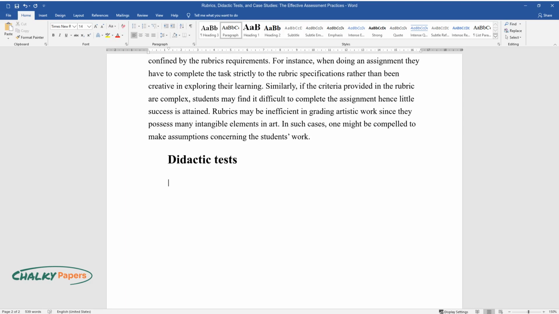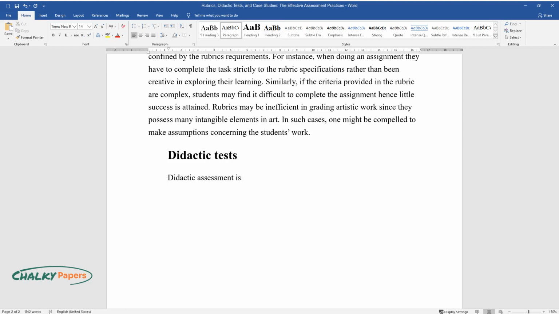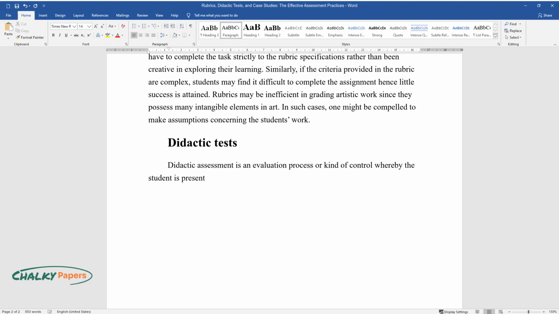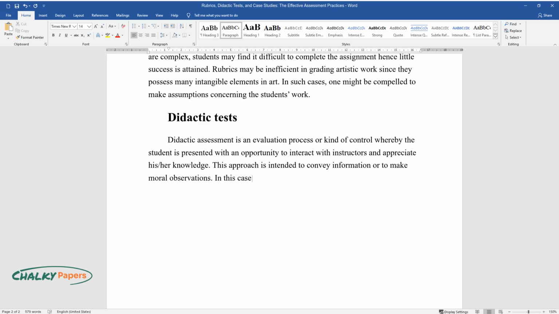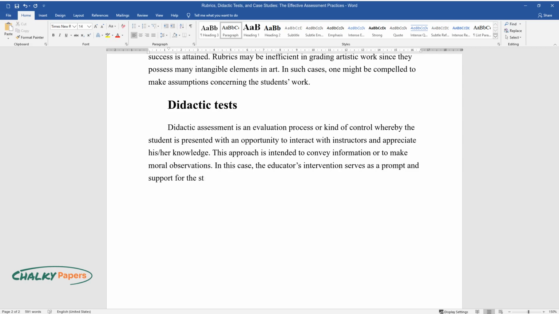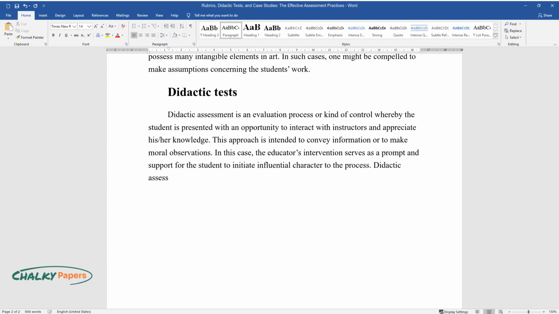Didactic tests. Didactic assessment is an evaluation process or kind of control whereby the student is presented with an opportunity to interact with instructors and appreciate his or her knowledge. This approach is intended to convey information or to make moral observations. In this case, the educator's intervention serves as a prompt and support for the student to initiate influential character to the process. Didactic assessment is essential in self-evaluation, self-correction, and appreciation.